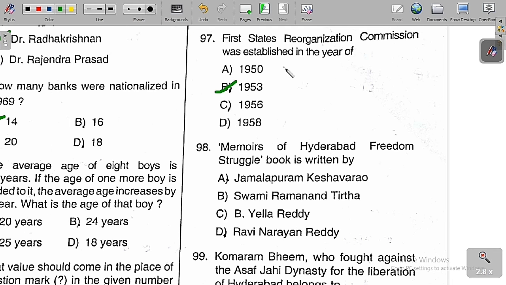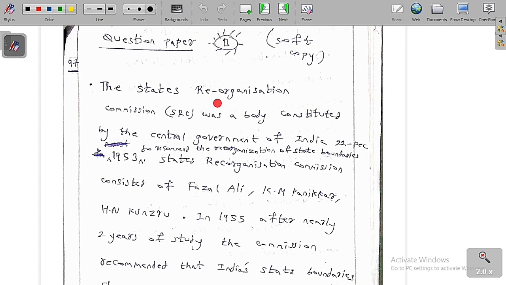So now we'll discuss something more about this one. The States Reorganization Commission, simply we are going to call it the SRC. The SRC was a body constituted by the central government of India in the year 1953, on the 22nd December 1953, to recommend the reorganization of the state boundaries. The State Reorganization Commission consisted of Fazal Ali, K.M. Panikkar, and H.N. Kunzru. So these are the three people in this commission.